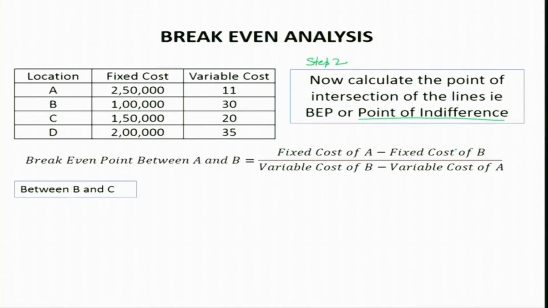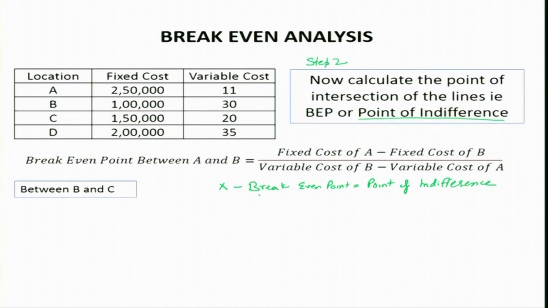This is very easy to determine, this formula also. Let me give you that also. If we are comparing two locations A and B, what we will do? Let us say quantity x is the break even point, or better term for this is point of indifference, where both the alternatives are equally good. There is no difference between the two alternatives.